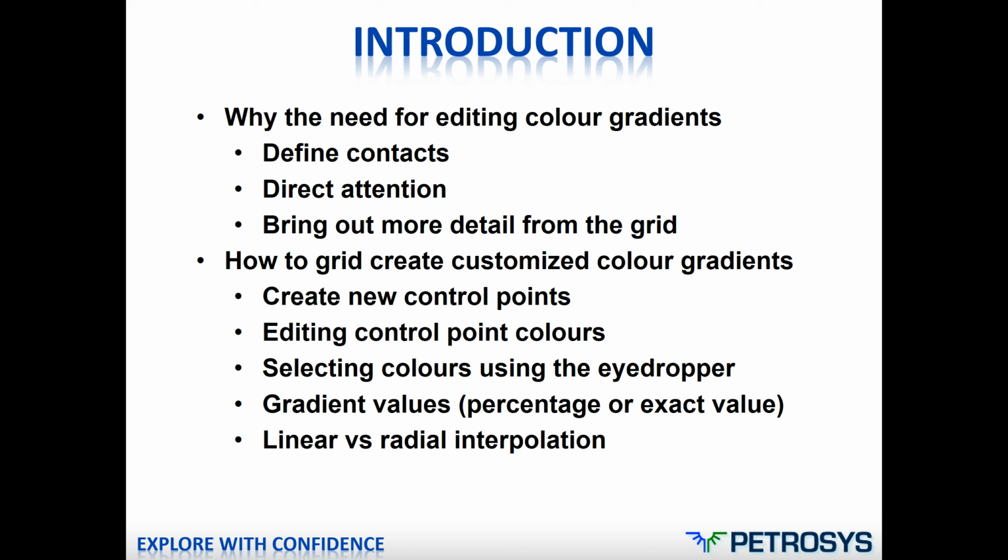And we can also change the way that the colors change between those control points, whether we use a radial versus an interpolation method or a linear method. And we can also use gradient values as a percentage of the gradient of the grid that we're going to use, or as an exact value. So if we have an oil water contact at a certain level, we can use an exact value to change those colors at that value.